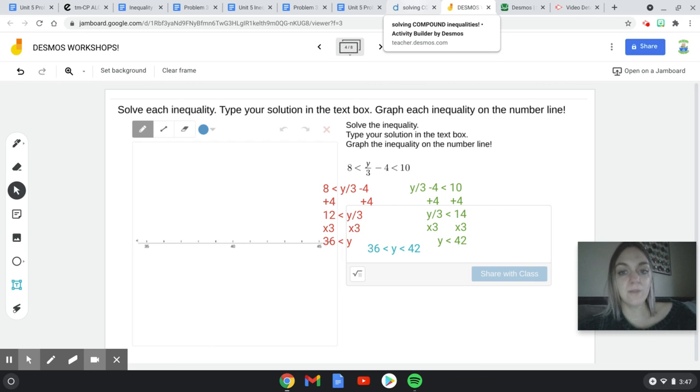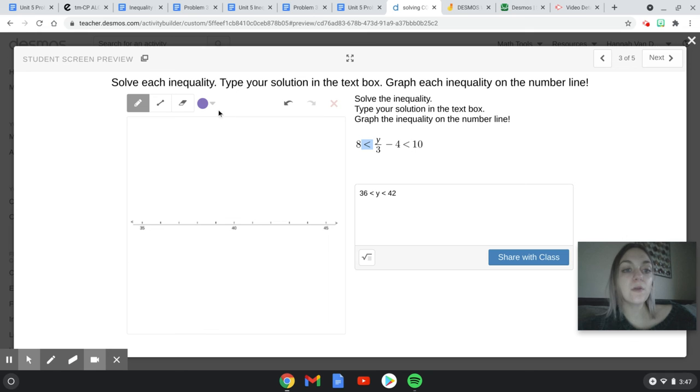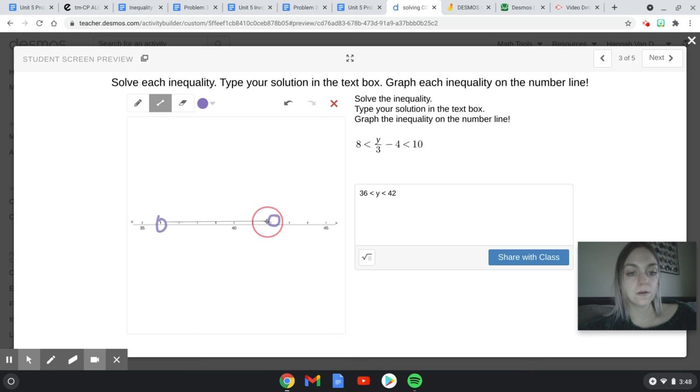And now I'm ready to graph my inequality on the number line. So I'm just going to write it here so I don't forget about it. And since this is a less than sign, it's not less than or equal to, I know that when I draw circles over my numbers, they're going to be open circles. So at 36, it's going to be open, and at 42, it's going to be open. If this was less than or equal to, so it had the line underneath, my circles would be closed. And now I just need to shade in the middle to graph my solution to this inequality.